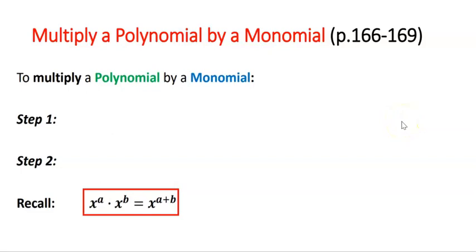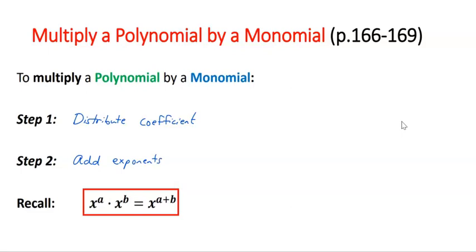Hi, in this video we're going to multiply a polynomial by a monomial. So when we're multiplying polynomials by a monomial, the first thing we're going to do is distribute our coefficients. So we're going to have a coefficient for the monomial and we're going to distribute that, or multiply that, to each term of a polynomial. And step 2, we're going to add exponents.